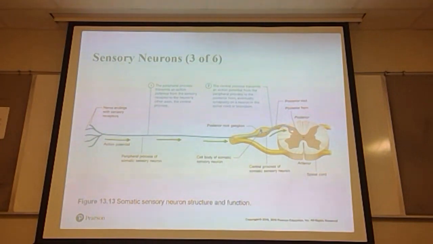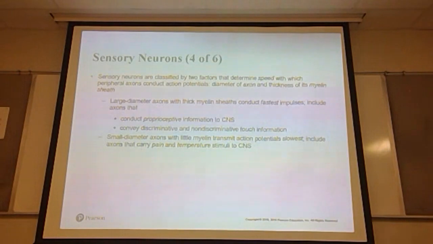I was hoping there would be a picture of these in just a second. So here's the neuron, here's the cell body, there's the central process of the somatic sensory nerve, and there's the peripheral process. You see it's running all the way out to the nerve endings. The signal comes in, and generally they're going to bypass the cell body. They're just going to cross directly across and go into the posterior horn of the spinal cord.